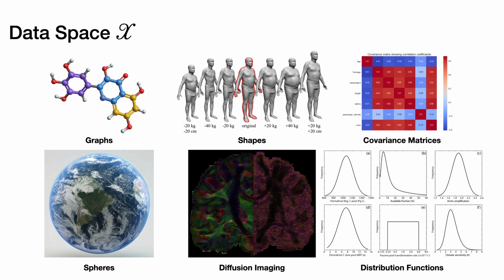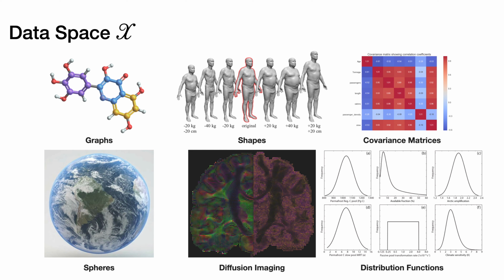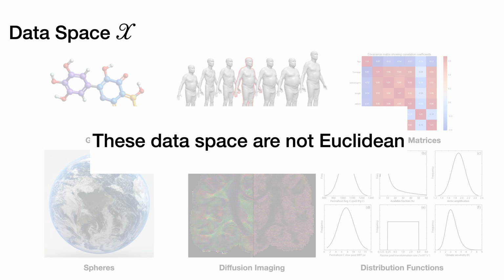But there are also many more data spaces that are not Euclidean. Graphs, shapes, spheres, they are not Euclidean. Even if we consider HSV of color images, it will no longer be in Euclidean space. So we will need some mechanism to deal with the non-Euclidean data.